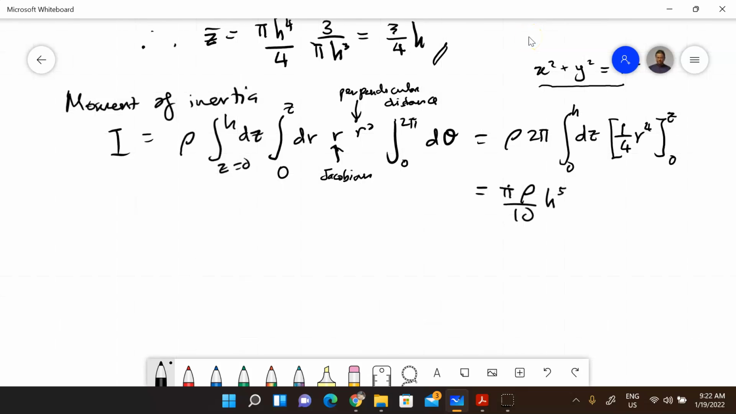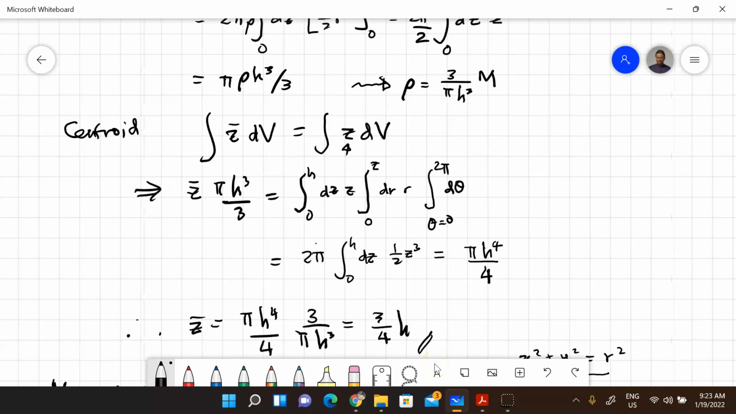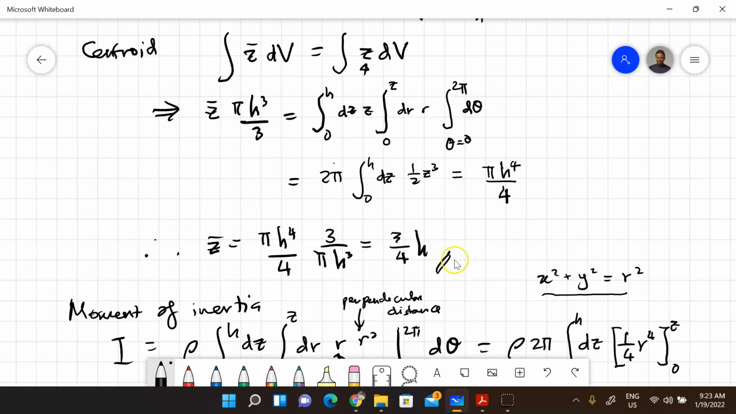Okay, so this is essentially your moment of inertia about the z-axis. But remember, what we need to do is to rewrite your moment of inertia in terms of your m. I have already given you what rho is in terms of m. So let's recall what that is. Rho equals 3m over pi h squared.